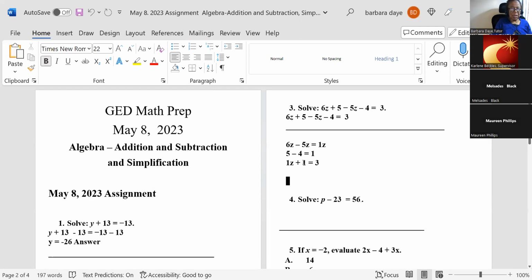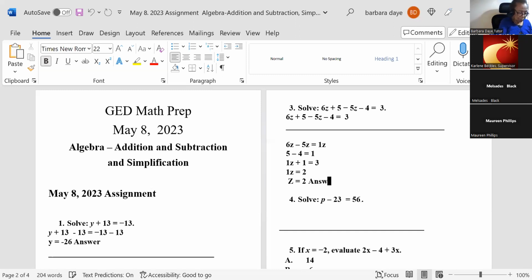What do we do to get our constants together on the same side? We subtract 1 from both sides. That's right. Subtract 1 from both sides, and that will give you 1z equal. And what's on the right now? 3 minus 1 is what? 2. Okay. So when you solve it, you don't need the 1z. You could just leave it as z. z equal 2. That's your answer.